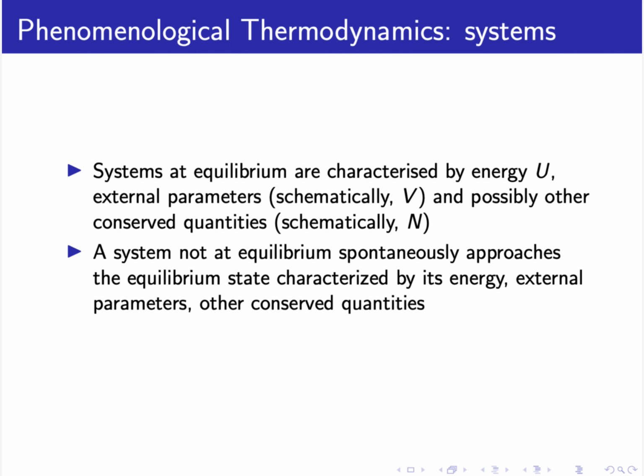So if a system isn't at equilibrium, well, it's still characterized by that external parameter. It's still characterized by those conserved quantities. The conserved quantities aren't changing because they're conserved and the system is isolated. So the system spontaneously goes to the equilibrium state. And so you can know, prior to it equilibrating, what equilibrium state it's going to reach, if only you know the conserved quantities and those external parameters.